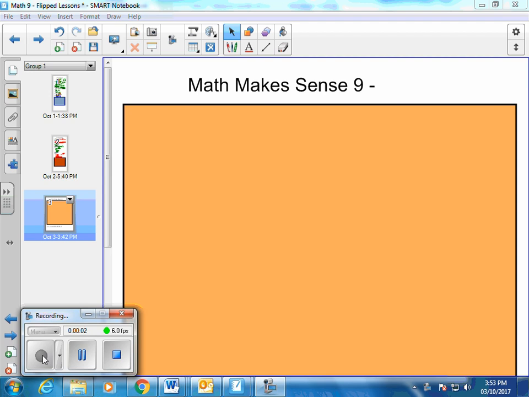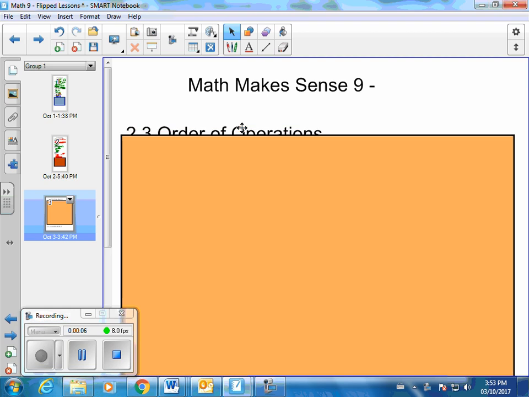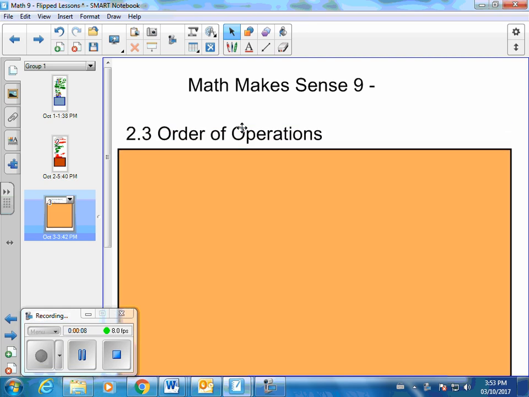Welcome to math class. We are continuing on in the Math Makes Sense 9 textbook, and we are moving on to 2.3, Order of Operations. It actually starts on page 63 of the textbook if you're following along.